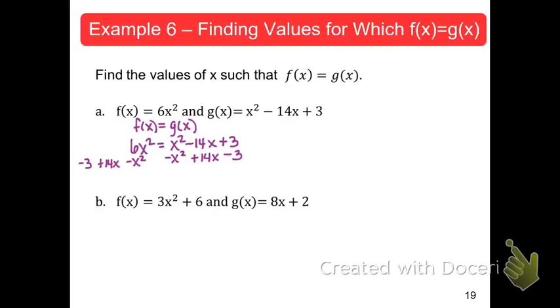Now, even though I wrote it like this, I'm going to write them in descending order in this next step. So my x squares go first. So 6x squared minus x squared is 5x squared. And then I have a plus 14x, and I have a minus 3, equals, and all of this is going to cancel and it's going to be set equal to 0.